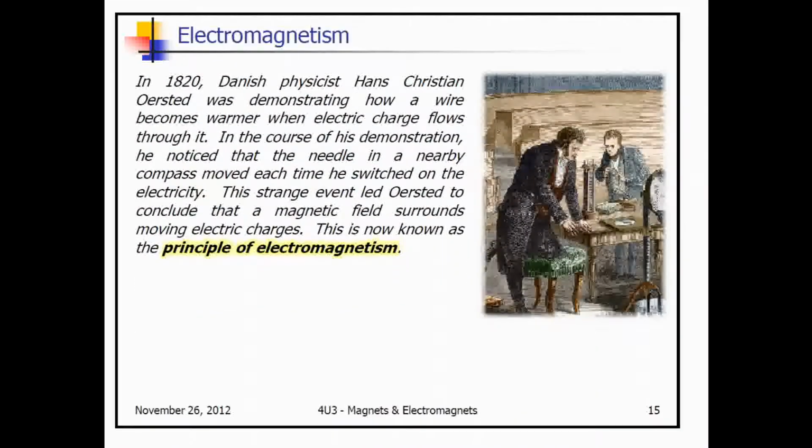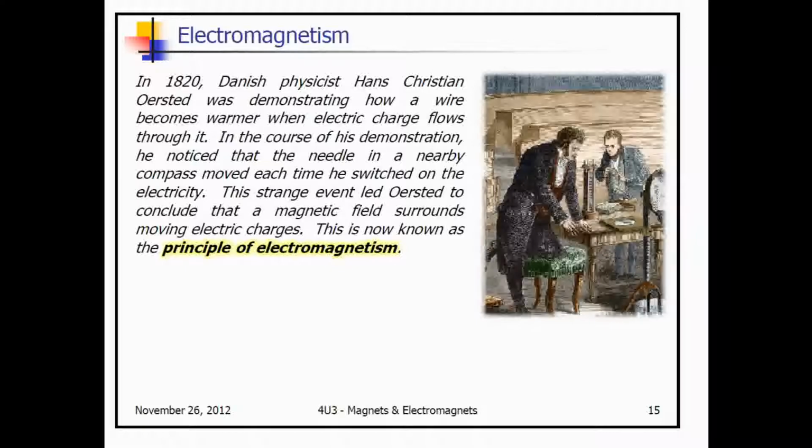So how did we find this connection between electricity and magnetism? You would have learned this in grade 11, but we'll go through it again as a quick review. It was Danish physicist Hans Christian Ørsted. He was demonstrating how a wire becomes warmer when electric charge flows through it. During his demonstration, he saw that the compass needle near his conductor would switch direction. And it was only happening when he was turning the current on or turning the current off.